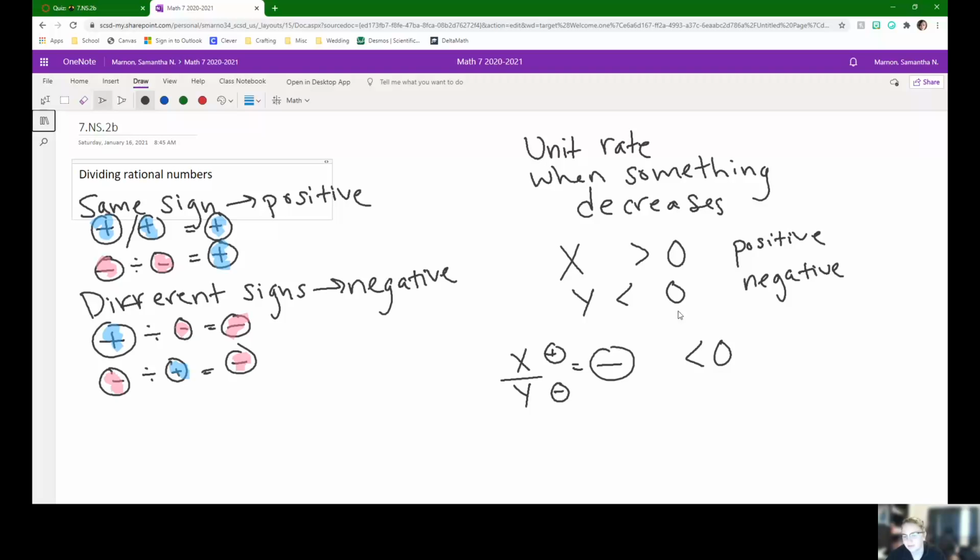Maybe they're both positive, but that's usually the trick that they like to do. They'll give you a letter and you have to figure out, okay, is it a positive number or a negative number based on what they said, how it's related to 0, and then figure out your answer from there. So those are some tips and tricks for standard 7.NS.2b.